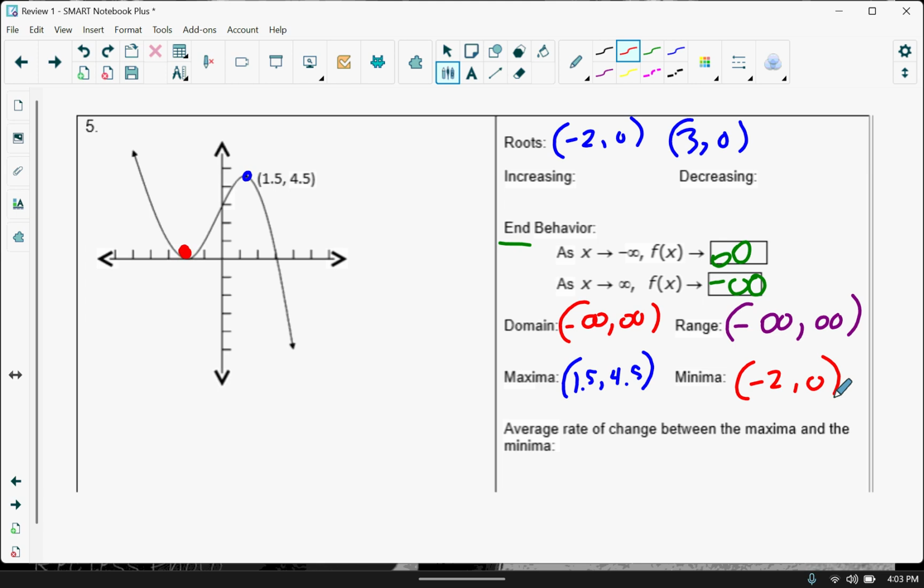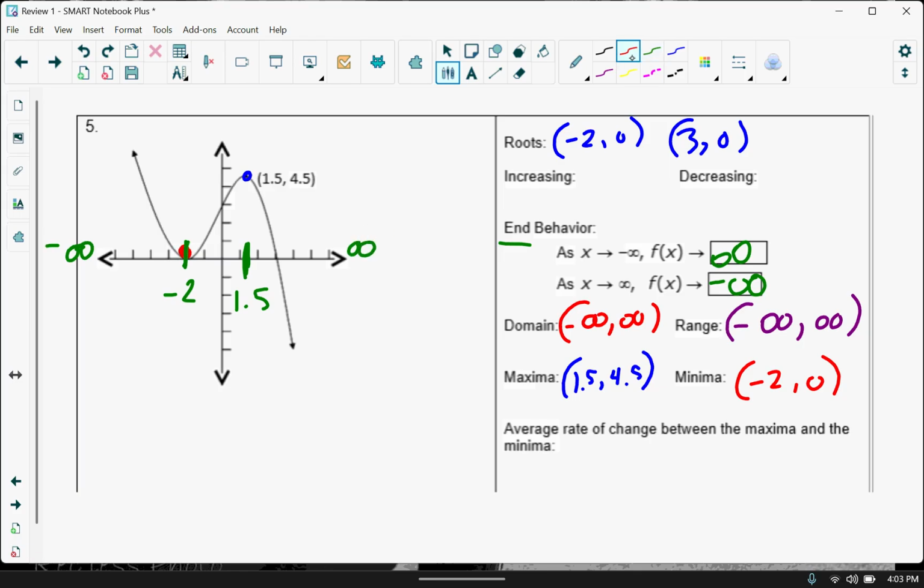And if I want to do the average rate of change between the maximum and the minimum, I'll do that after. Let's do the increasing and decreasing since it uses the maximums and minimums. So I'm going to mark off my maximums and minimums on the x-axis. So I'm going to put a giant 1.5 and I'm going to put a giant negative 2. Then at the very, very end, I'm going to stick a negative infinity, and on the far, far right side, I'm going to put a positive infinity.